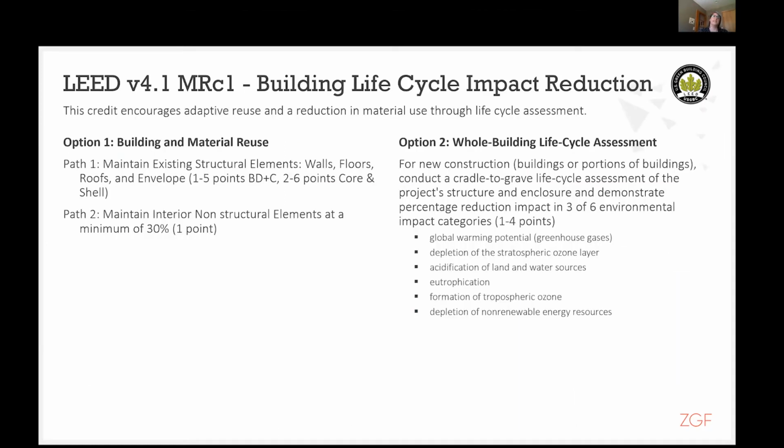So this is the super boring LEED language, which I'm not going to read to you, but I'll just highlight a couple things. MR Credit 1 talks about building and material reuse. If you can reuse a building, that is always better. If you can reuse part of a building, that is always better. A lot of us have some of those opportunities, but are also working on a lot of new buildings or adding on to buildings. So in that case, it's really important to do this whole building life cycle assessment modeling.